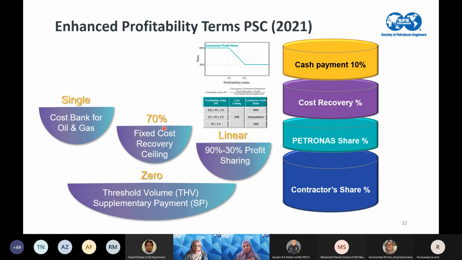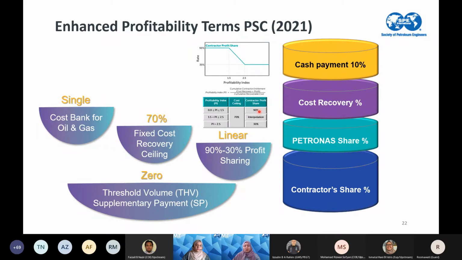Like I said, it's a fixed recovery ceiling of 70%. The sharing is linear, given by a function that you can just calculate. It's not based on tranching anymore. And an exciting thing is, we've done away with the threshold volume and the supplementary payment. As you can tell, supplementary payment sometimes is quite a lot, especially if, for example, oil price hits 100. Now we've done away with that. Essentially, any profit is shared according to these terms, between the split that we can calculate.